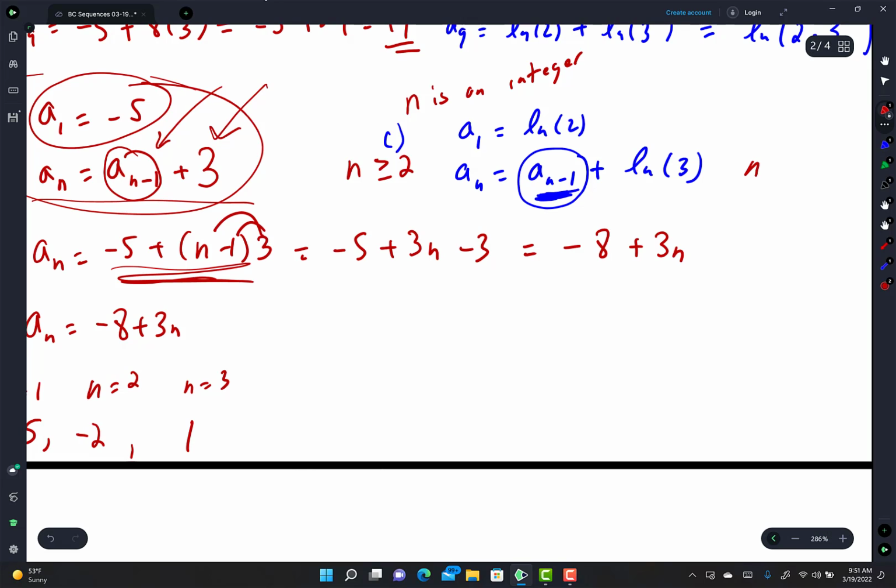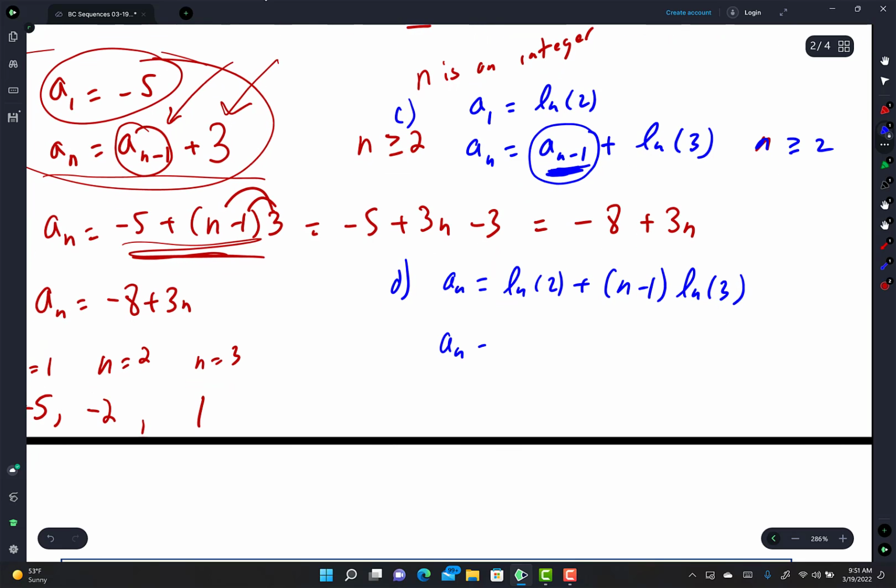So here we go. Where, of course, on this one, n has to be greater than or equal to 2. All right, letter D. That is the answer for letter D, guys. A sub n is equal to ln of 2 plus n minus 1 times ln of 3. That is that one. And if we want to make it pretty, here you go. A sub n equals this. Remember, anytime there's a plus, I can write one ln as a product, right? So ln 2 times, and then write it like this. 3 to the power n minus 1.